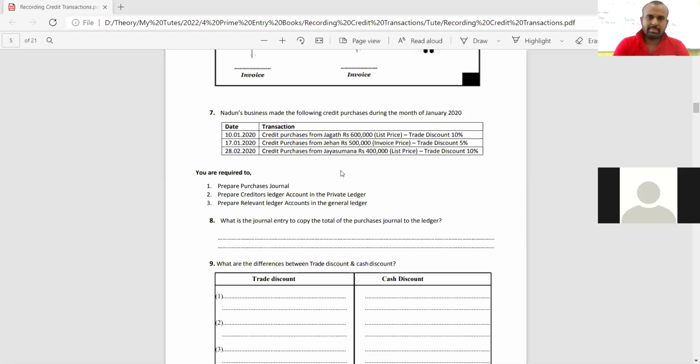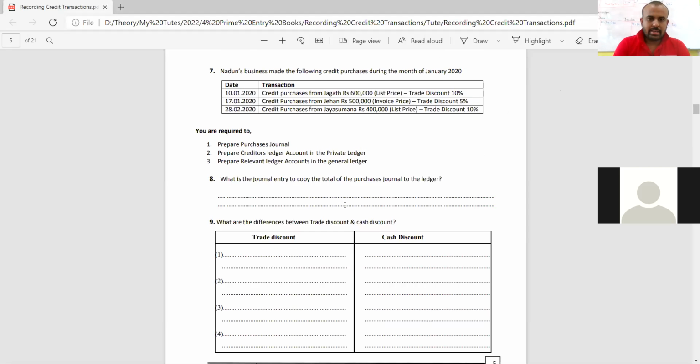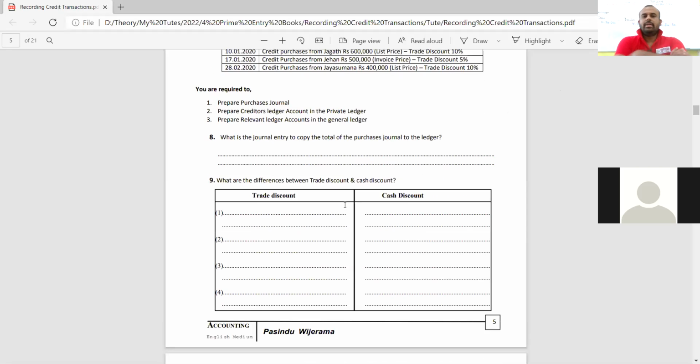Right. There's a small question that has been tested. In question number 8, what is the journal entry to copy the total of the purchases journal to the ledger? Purchases account debit, trade payable control account credit. Again, purchases account debit and the trade payable control account credit. Is that clear for you?